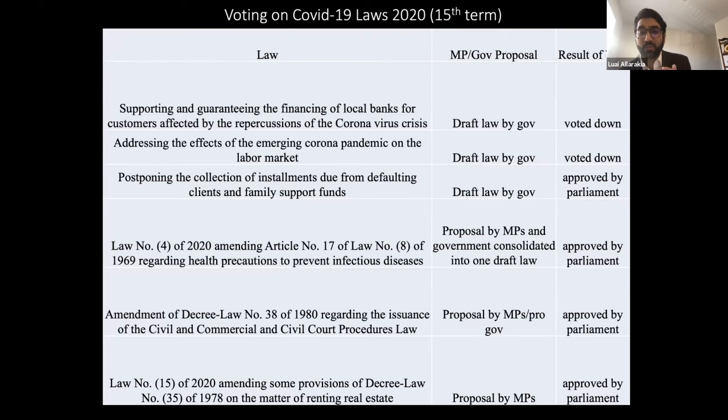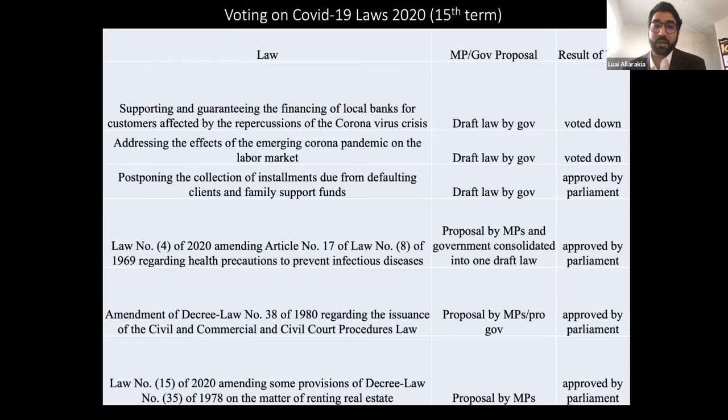The other ones that were approved by Parliament were either proposed by MPs and made it out of committees, or they were joint proposals by MPs and draft laws by the government that were consolidated into one. So if we're looking at this also as a measure of effectiveness, the KNA in 2020, the 15th term, was actually able to vote down two unpopular laws which the government proposed.